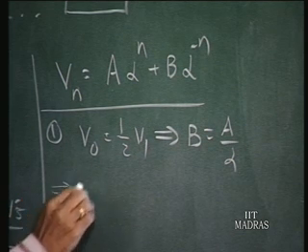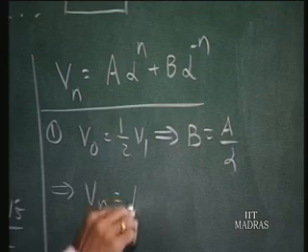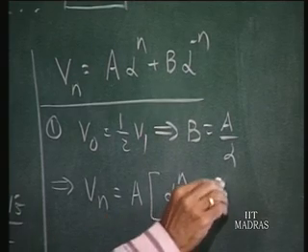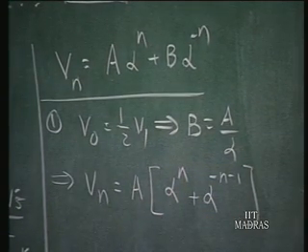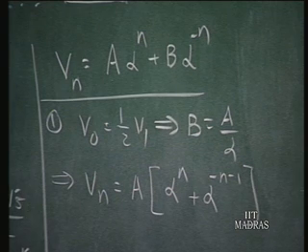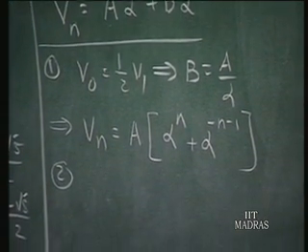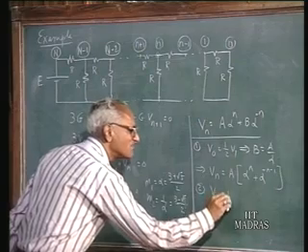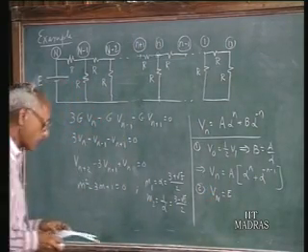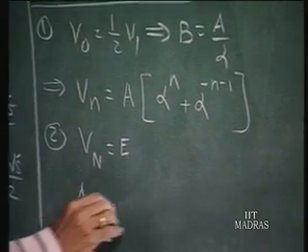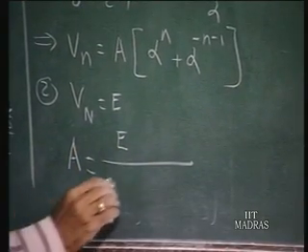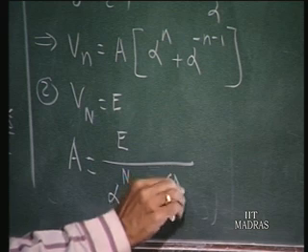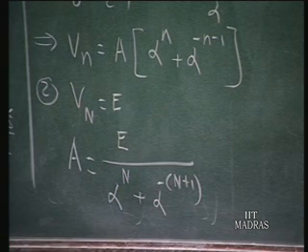So as a consequence, Vn turns out to be A times alpha to the n plus alpha to the minus n minus 1. So we have already evaluated one arbitrary constant A. The second boundary condition is obtained by noting that V capital N equals E. And using that, you can calculate A as E upon alpha to the capital N plus alpha to the minus N plus 1. So that is the value of A.